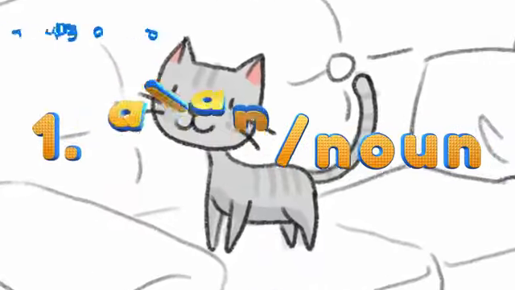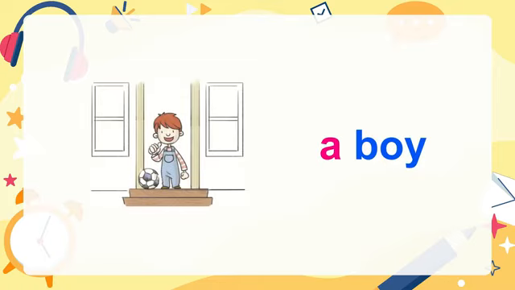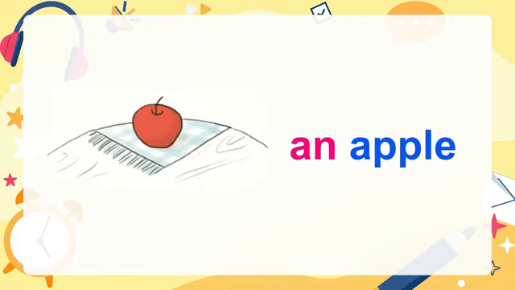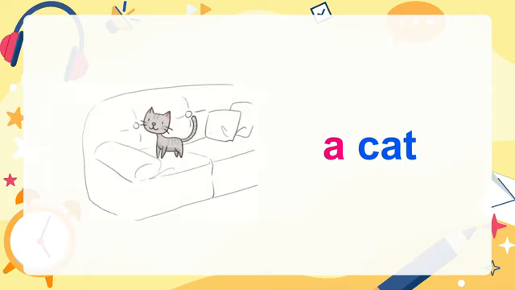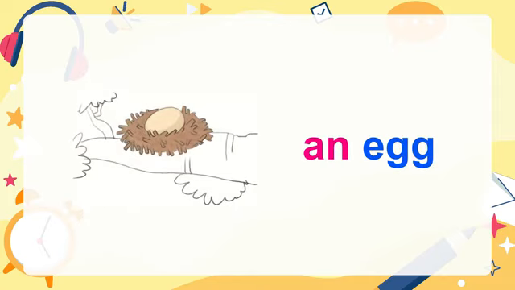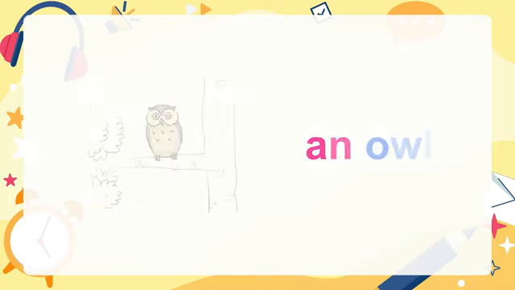Unit 1. A, an. Noun. A boy. An apple. A cat. An egg. A school. An owl.